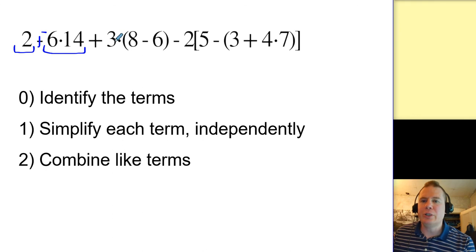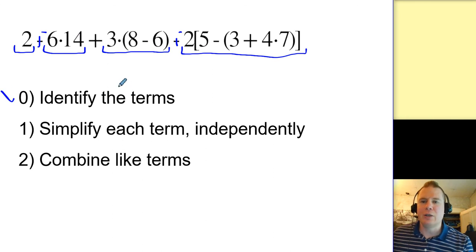Then plus 3, but I'm not just adding 3, I'm adding 3 of these. So all of this is one term. Then I have another minus 2. That means add the opposite of 2, but it's not just 2, it's 2 of this bracket. All of this is one term. So I really have 1, 2, 3, 4 terms. There's my first step taken care of.